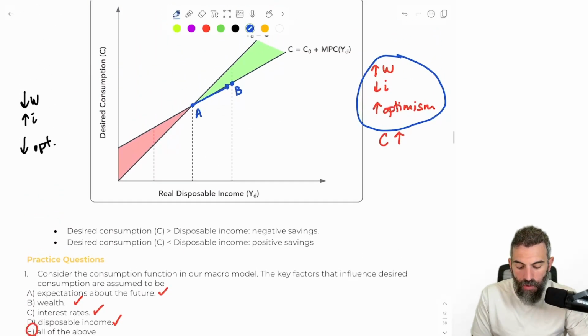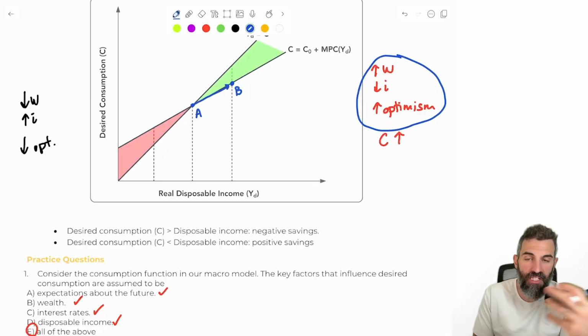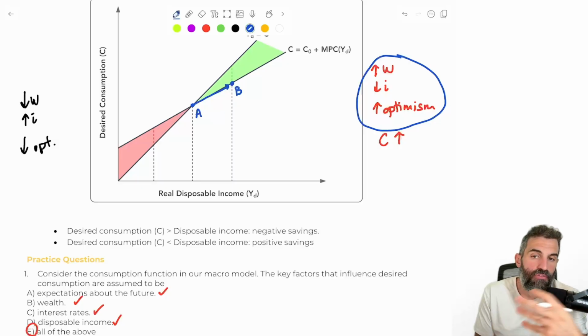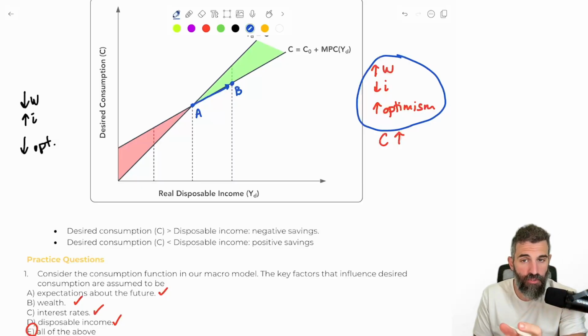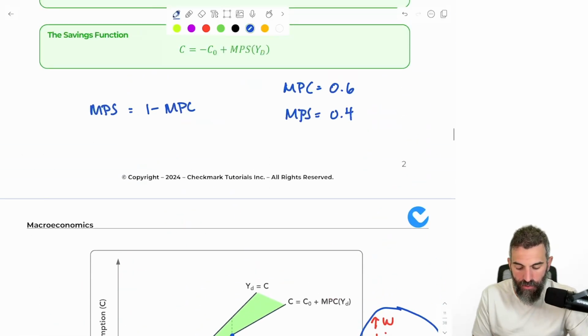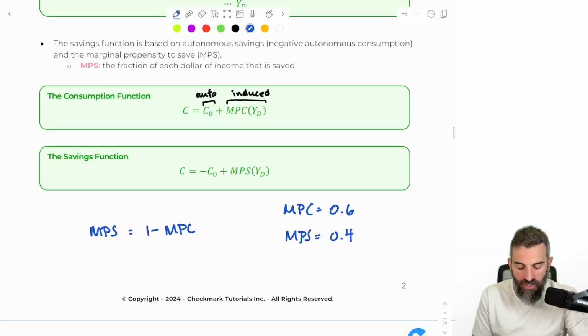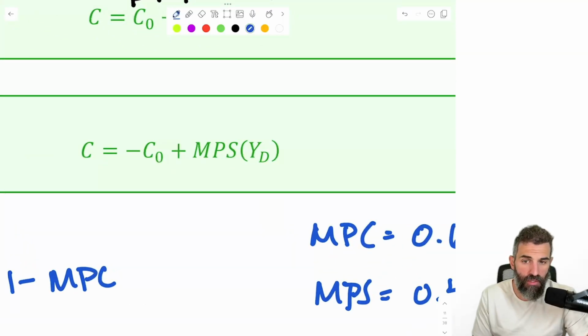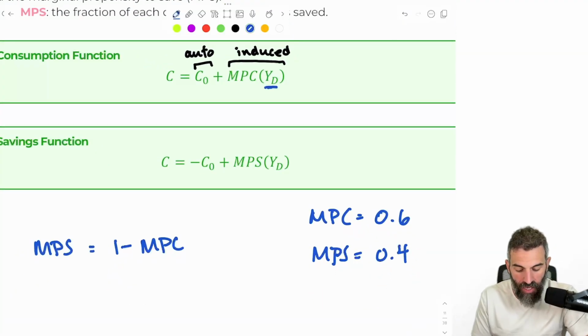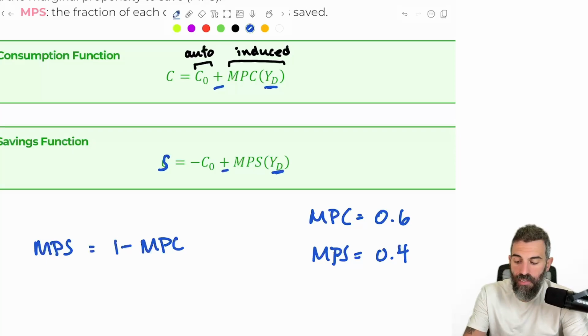Because if your disposable income goes up, you're not spending all of that on consumption. Some of it will be spent on consumption. Some of it will be saved. And if you remember your savings function, this is also a function of your disposable income. So if YD, disposable income, rises, both of these have positive slopes, meaning both your, this is a typo here, I should say S, both your savings and your consumption will increase.